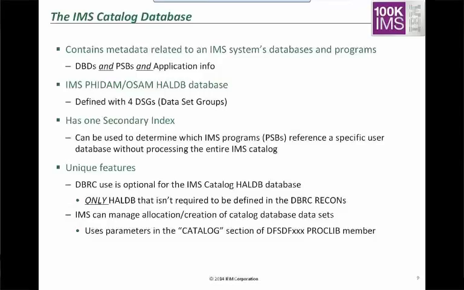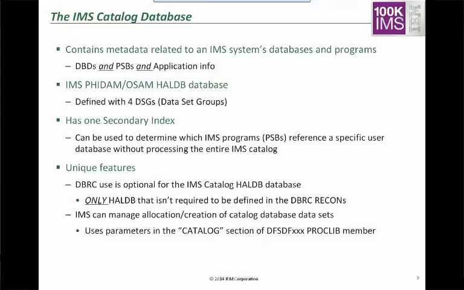Now, if you're an IMS customer and you used HALDBs, you know that HALDBs have to be defined to DBRC. But for the catalog, DBRC usage is optional, right? This is the only HALDB in IMS that does not require DBRC. So, for test environments, for example, lots of customers don't use DBRC. For those customers, you don't have to define the catalog in the DBRC.